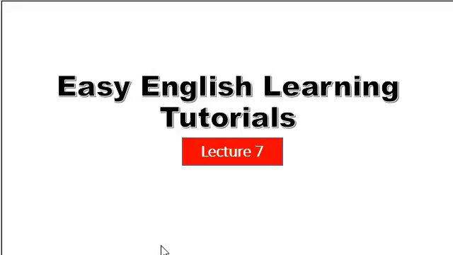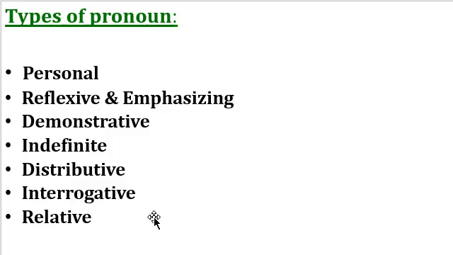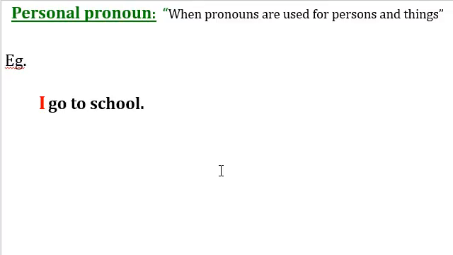So today we shall discuss an important topic, which is types of pronoun. There are 7 types of pronoun, which are personal pronoun, reflexive and emphasizing pronoun, demonstrative pronoun, indefinite pronoun, distributive pronoun, interrogative pronoun and relative pronoun. We shall discuss each and every pronoun one by one, and you should focus on each and every thing which I will discuss here, which are really important.